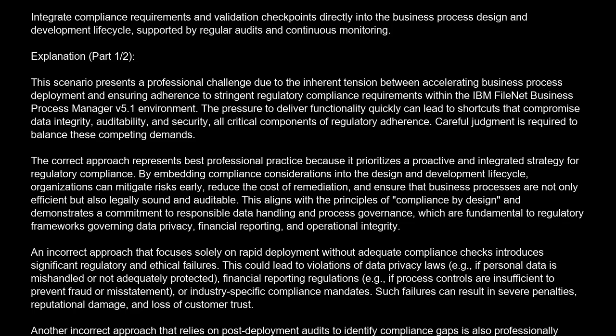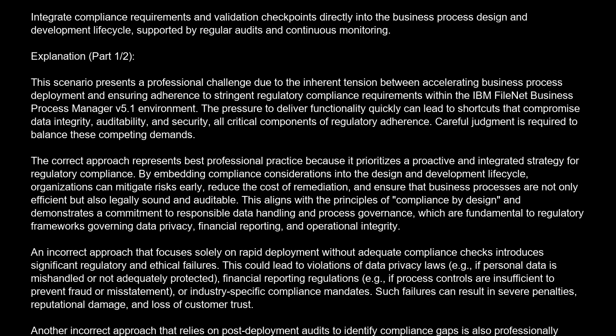Correct answer is A. Integrate compliance requirements and validation checkpoints directly into the business process design and development lifecycle, supported by regular audits and continuous monitoring. Explanation. This scenario presents a professional challenge due to the inherent tension between accelerating business process deployment and ensuring adherence to stringent regulatory compliance requirements within the IBM FileNet Business Process Manager v5.1 environment. The pressure to deliver functionality quickly can lead to shortcuts that compromise data integrity, auditability, and security, all critical components of regulatory adherence. Careful judgment is required to balance these competing demands.